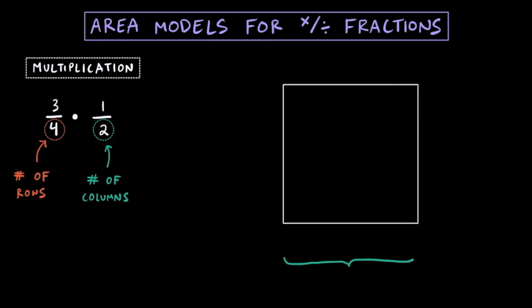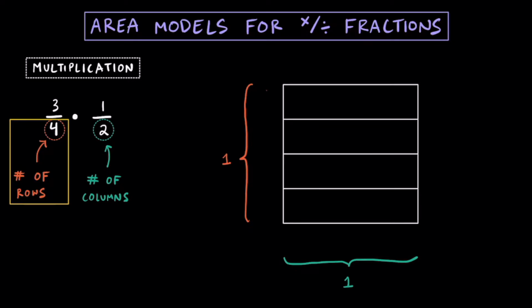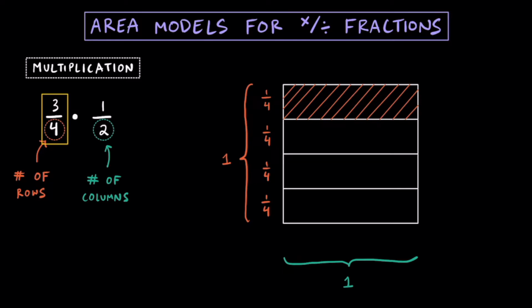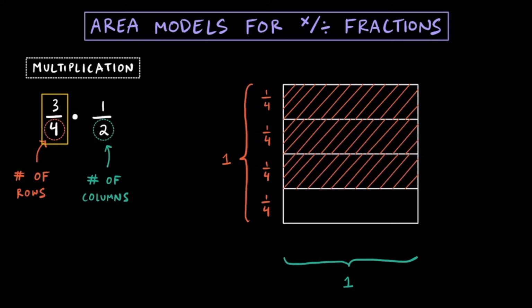Because this is a square, we can say that this is going to be 1 unit across the bottom, or the length, and for the width we can also say that this is going to be 1 unit going up and down. Since there are going to be 4 rows, we're going to draw 3 lines across to show that this is 1/4, this is 1/4, this is 1/4, and finally this is the last fourth. Because the fraction we're dealing with is 3/4, let's shade in 3 of these 4 rows. Here's 1/4, 2/4, and 3/4.